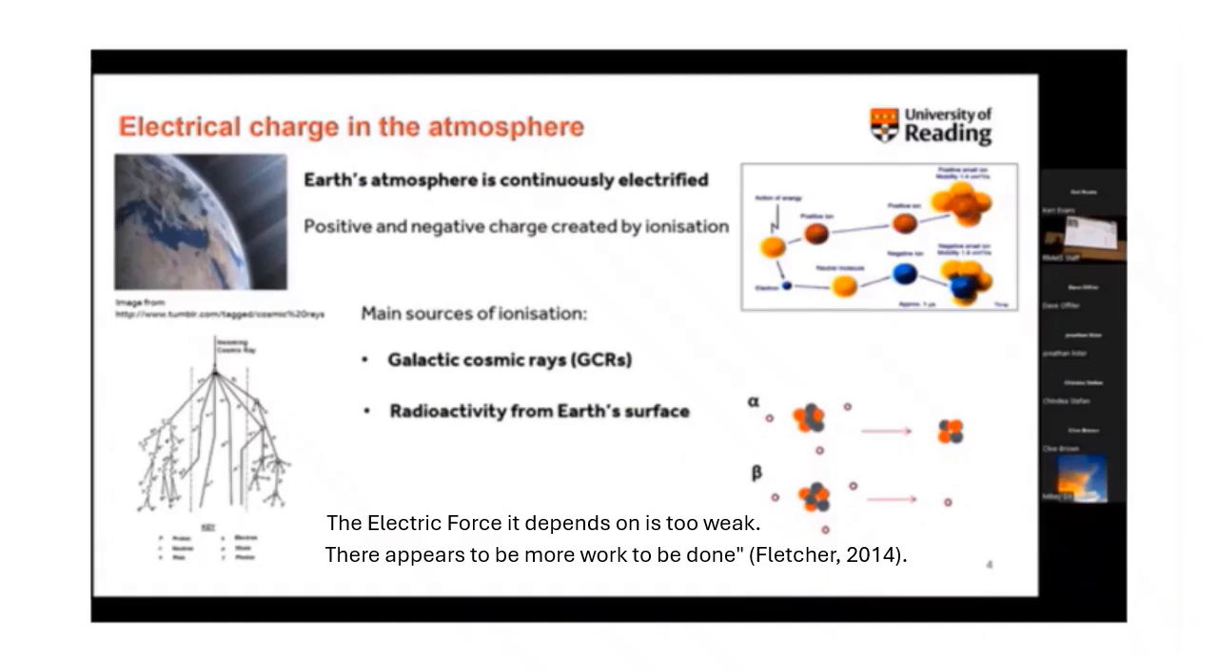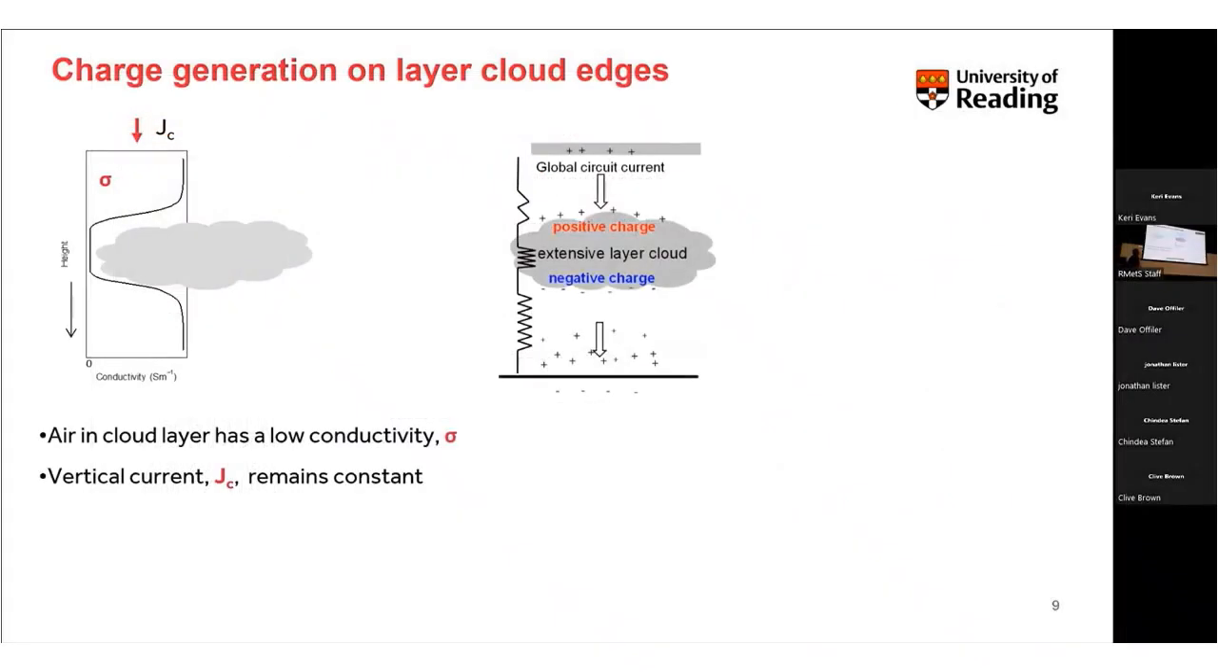The other source of ionization is radioactivity at the Earth's surface. So this is mostly from gamma radiation from the soil. And so this emits ions, which can be transported upwards, but they're typically trapped in the boundary layer. So they're stuck in the lowest kilometer of the atmosphere. We're looking at this. So how do these clouds become charged?